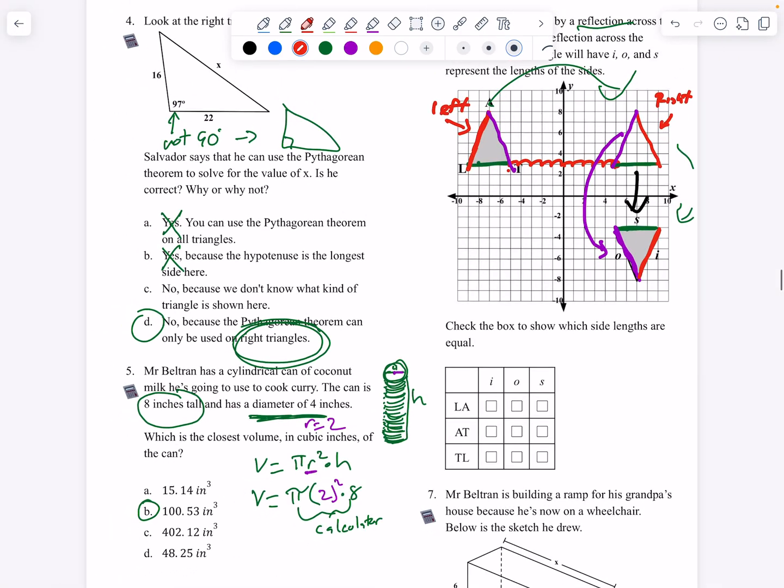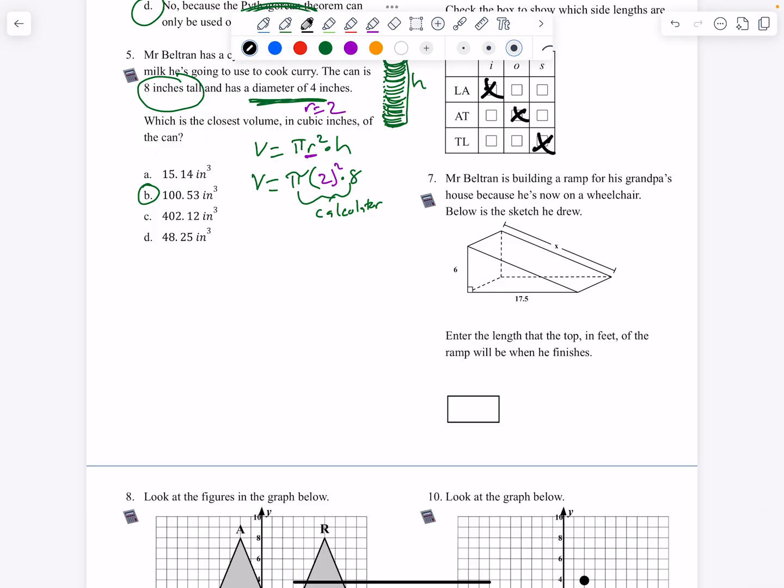So let's go back, and we've done this a lot in the congruence ones. Now my life should be a lot easier. So LA is red, so that is I. AT is purple, so that is O. And TL was green, so that was S.